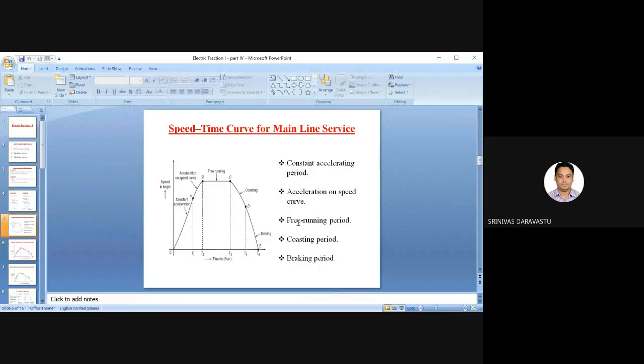Actually, it mainly consists of five parts. First one is constant acceleration period. Second one is acceleration on speed curve. Third one is free running period. Fourth one is coasting. And fifth one is braking period.